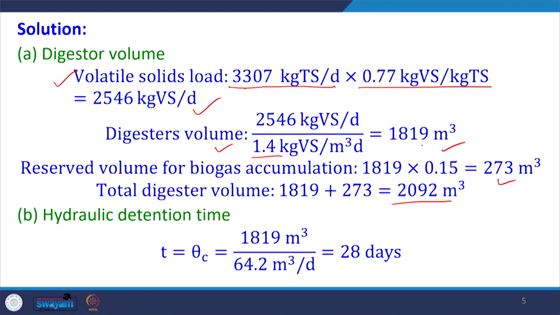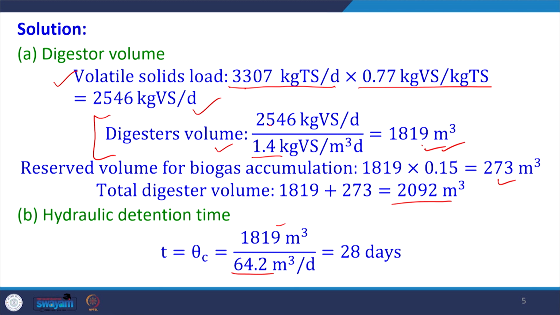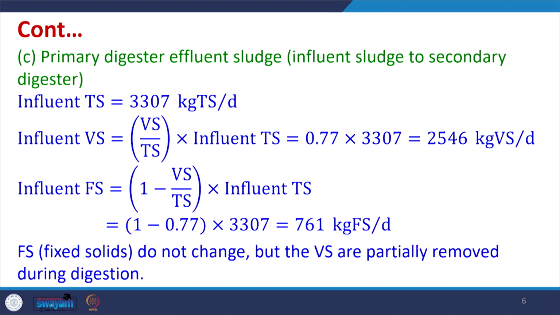Now, the hydraulic detention time. 1819 meter cube is the digester volume actually being used for digestion, and 64.2 meter cube per day is the influent sludge flow. So, based upon this, this is V and this is Q, and V by Q comes out to 28 days. So, this is the detention time.